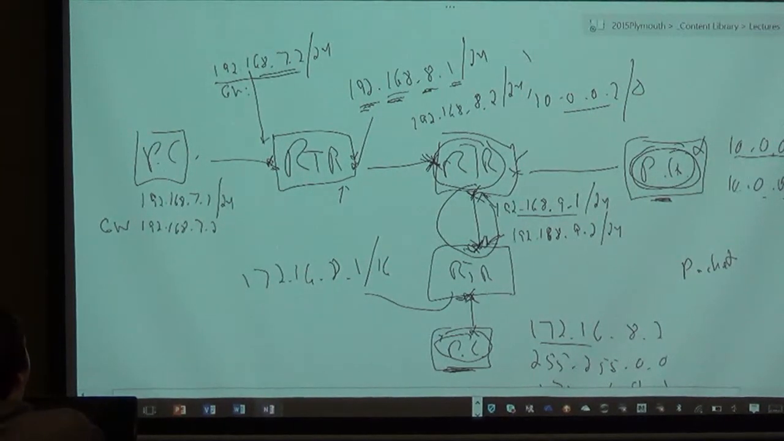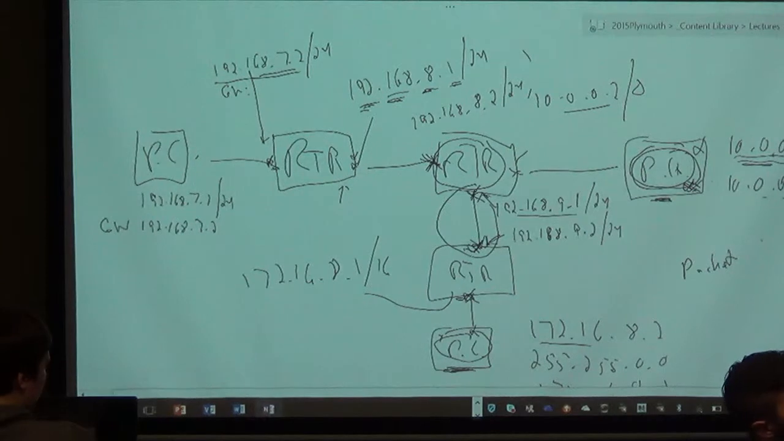Actually, I lied to you. What is the source IP address first? It's this PC right here on the far right. What's the source IP address going to be, Jordan? Very good. What's the destination if it's going down to this PC?